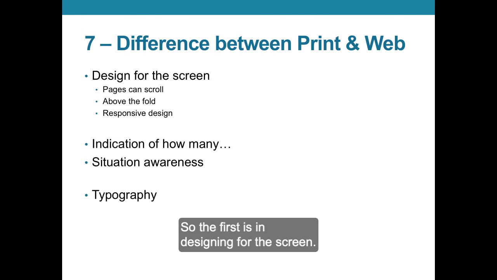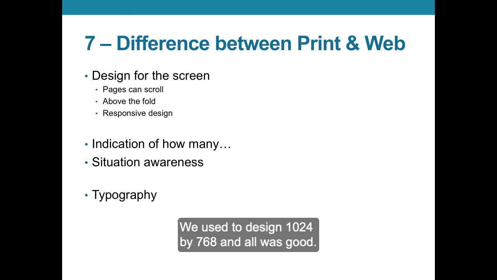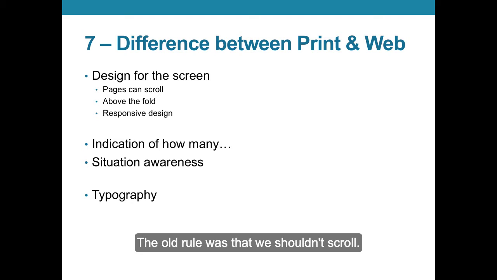So the first is in designing for the screen. You have to respect the format. Now, typical old school, it was a horizontal format. We used to design 1024 by 768 and all was good. The old rule was that we shouldn't scroll. Our pages can scroll on the web. Obviously, this is different than in print, and it's okay to scroll.